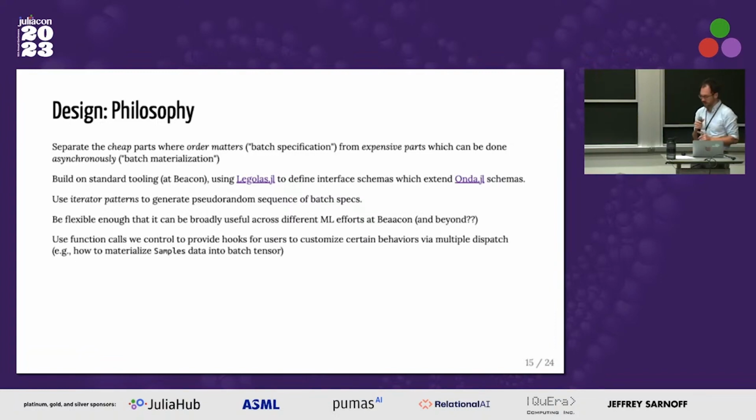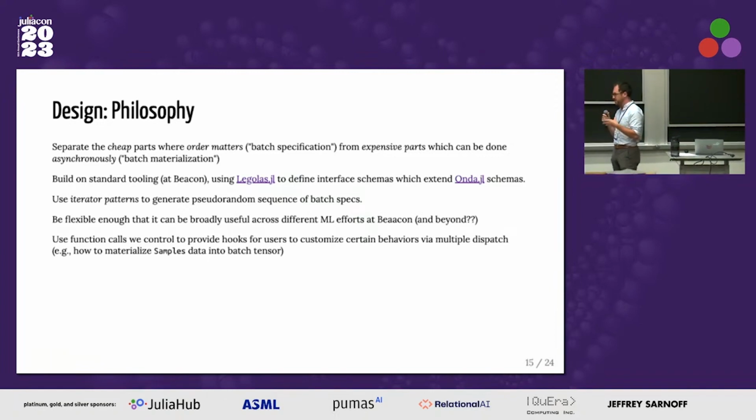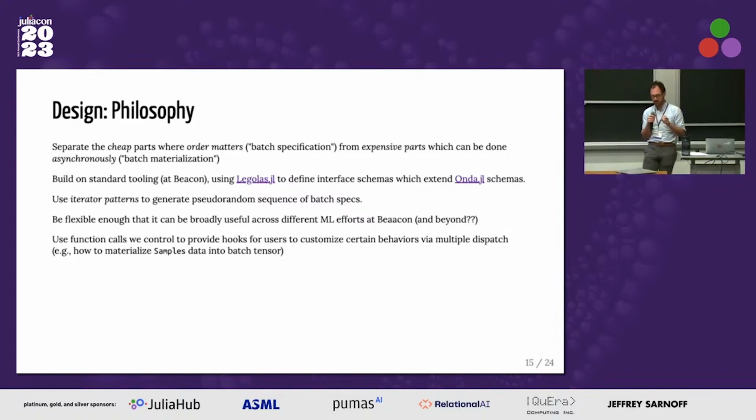Okay, last thing is a more high-level package design philosophy. Because Julia has this mechanism of multiple dispatch, we want to use function calls that we control, that we own in the OndaBatches, to provide hooks where users can provide their own types so they get called with those functions. And the methods for operating on them can customize things like featurization and channel selection and so on.